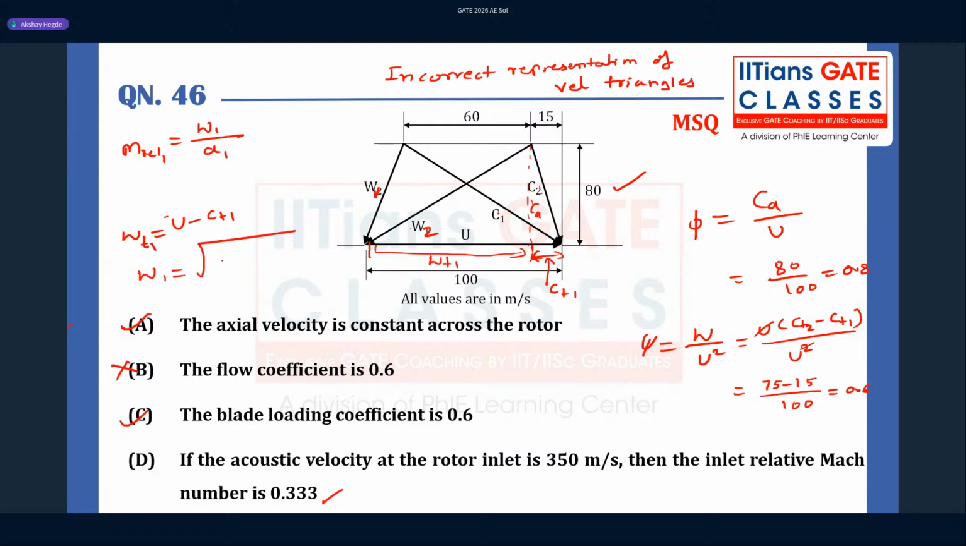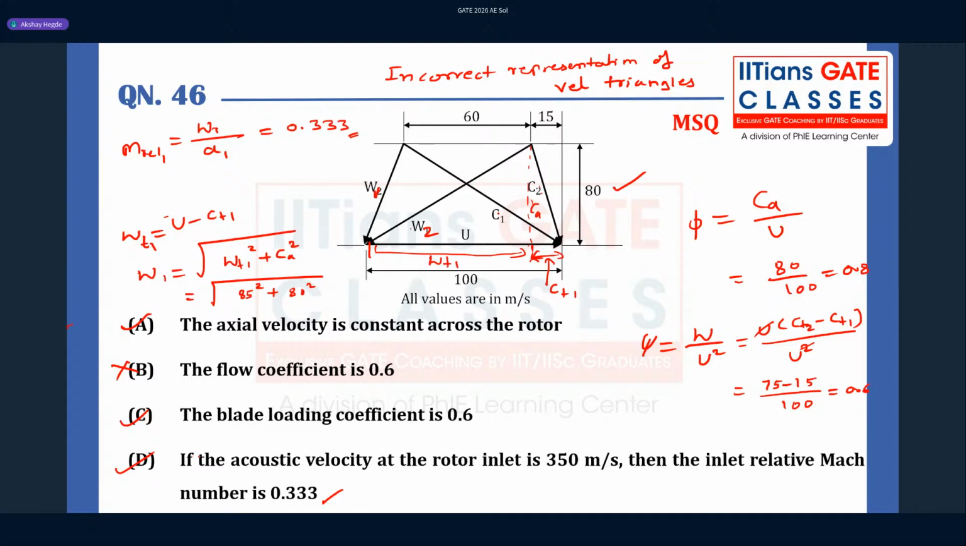W1 is nothing but the square root of WT1 squared plus CA squared. If you put that in, that will be the square root of (100 minus 15), so 85 squared, plus 80 squared. With that, I can calculate W1. And I know A1 is going to be 350 meters per second. Put this back over here, and you will end up getting 0.333. So this statement is right.